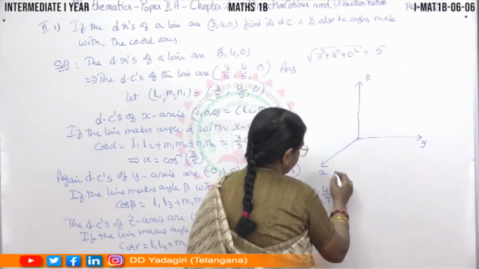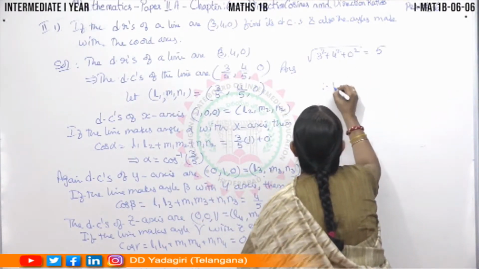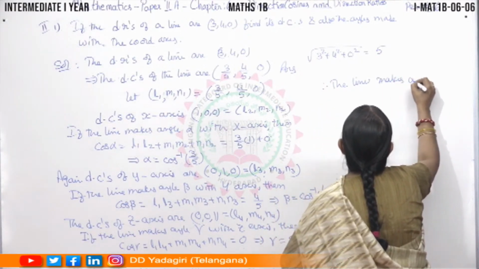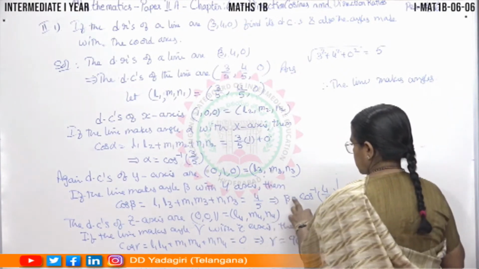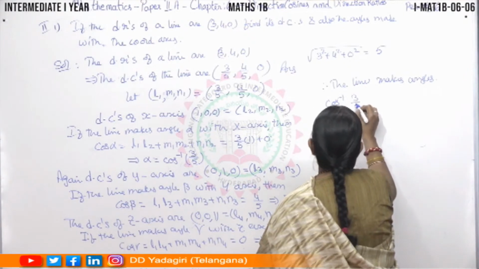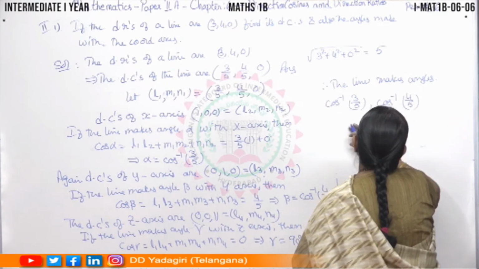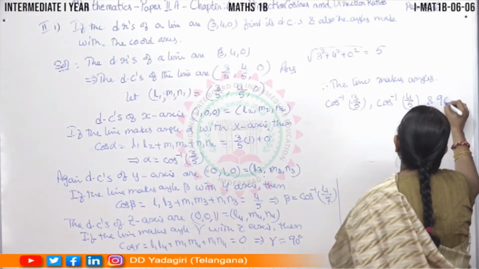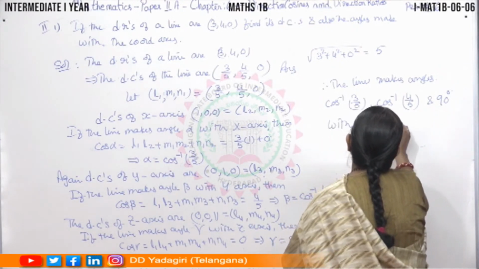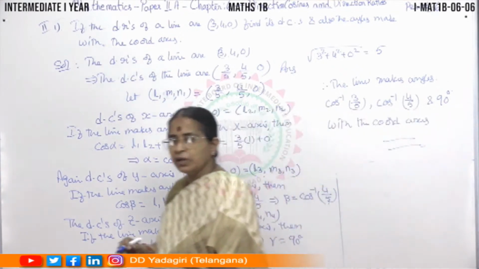So finally you conclude like this. Therefore the line makes angles cos inverse 3 by 5, cos inverse 4 by 5 and 90 degrees with the coordinate axes, written in order x-axis, y-axis, z-axis. So like this we do the problem. So these are all based on angles problems.